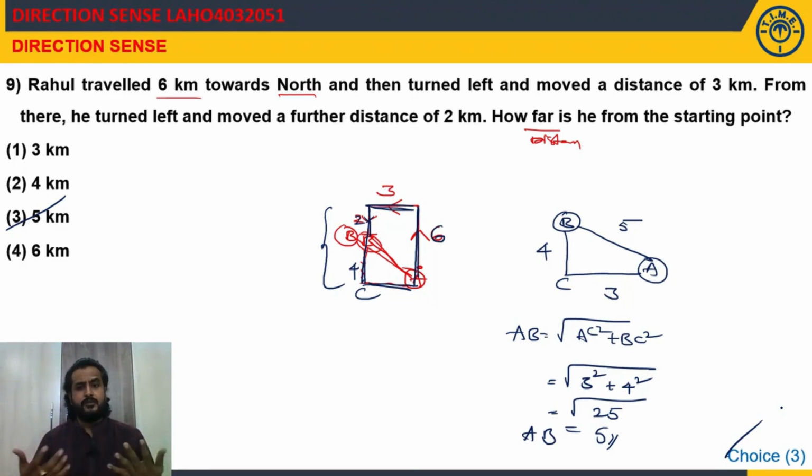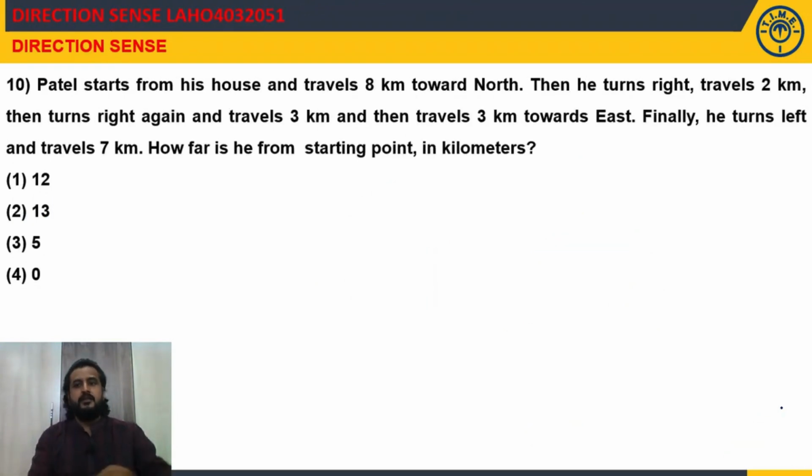Any number of questions you solve, you will be getting the same kind of questions, similar models. Either they may ask you to find the distance or they may ask you to find the direction. But in the path, they may give more lines or fewer lines. The path may be small, or it may be big. Now, here it is a little bit big, lengthy data. Patel starts from his house and travels 8 kilometers towards north.